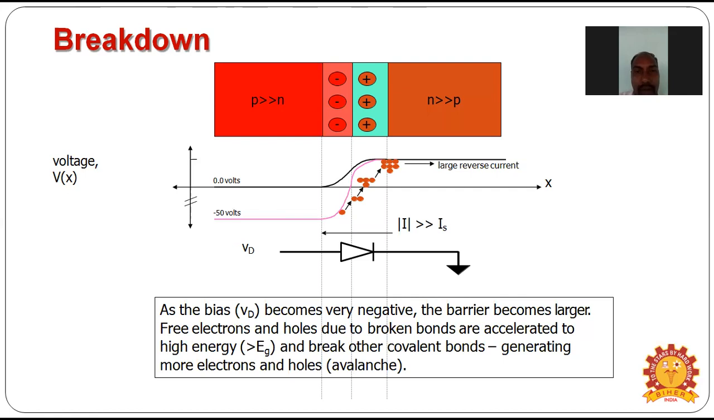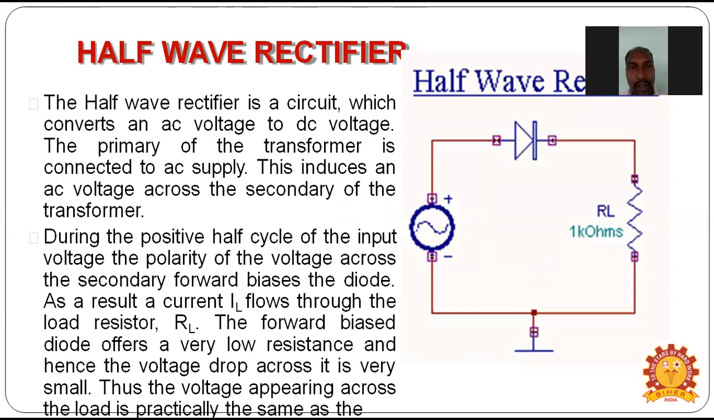As the bias VD becomes very negative, this barrier becomes large. The few electrons and holes due to the broken bonds are accelerated to high energy, and they break other bonds, generating more electrons and holes. This is called avalanche breakdown. Next one.